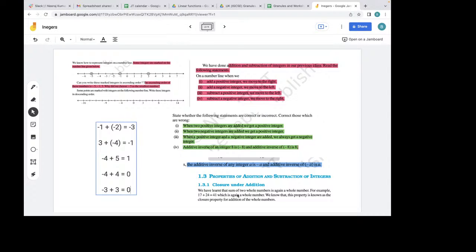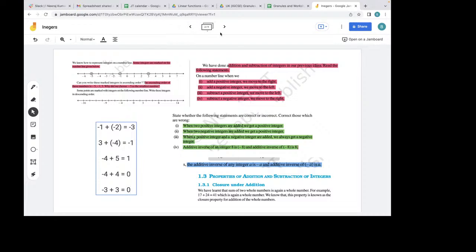So we have learned that the sum of two whole numbers is again a whole number. For example, 17 plus 24 is equal to 41, which is again a whole number. We know that this property is known as the closure property for addition of the whole numbers. So you must have learned about the closure property for the whole numbers. It says that if you add two whole numbers, you will get a whole number again.